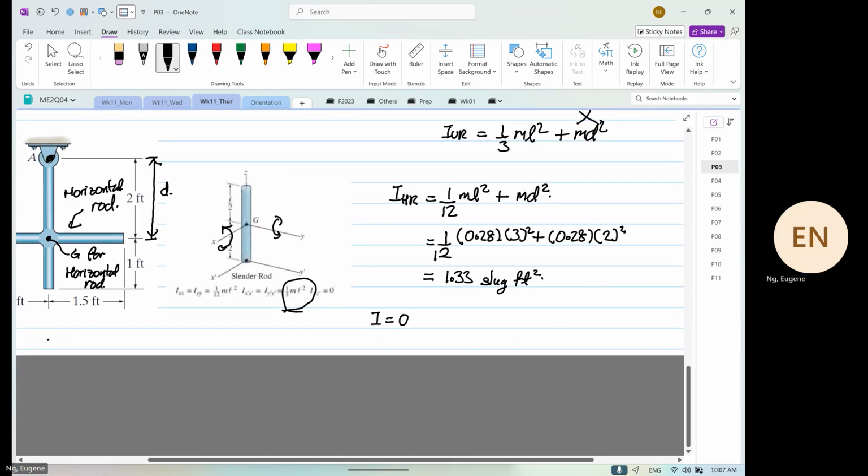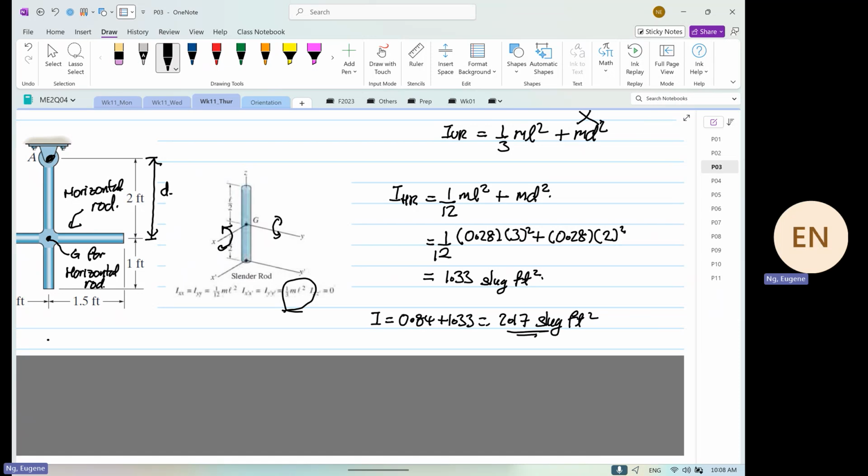And then finally, the I for the entire structure is 0.84 plus 1.33. Okay, so 0.84. My calculator says syntax error. 1.33 plus 0.84 is 2.17. We clear?